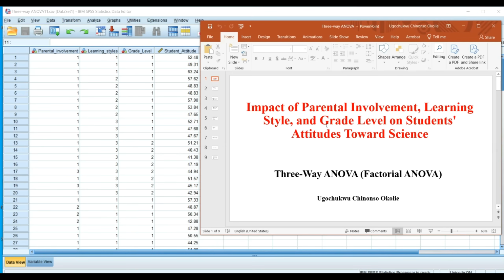Hello and welcome. Today I would like us to look at the impact of parental involvement, learning style and grade level on students' attitude towards science. So this is a three-way ANOVA, or what we also know as Factorial ANOVA.